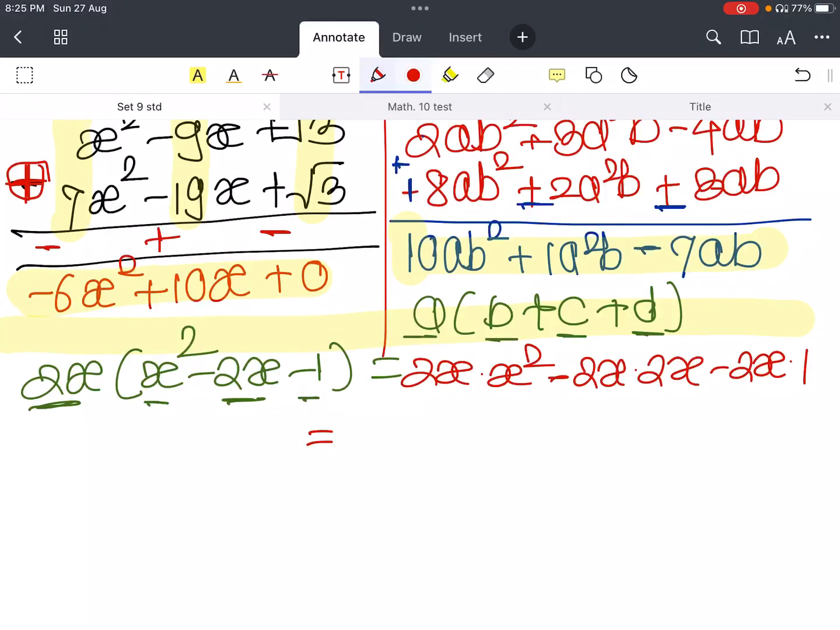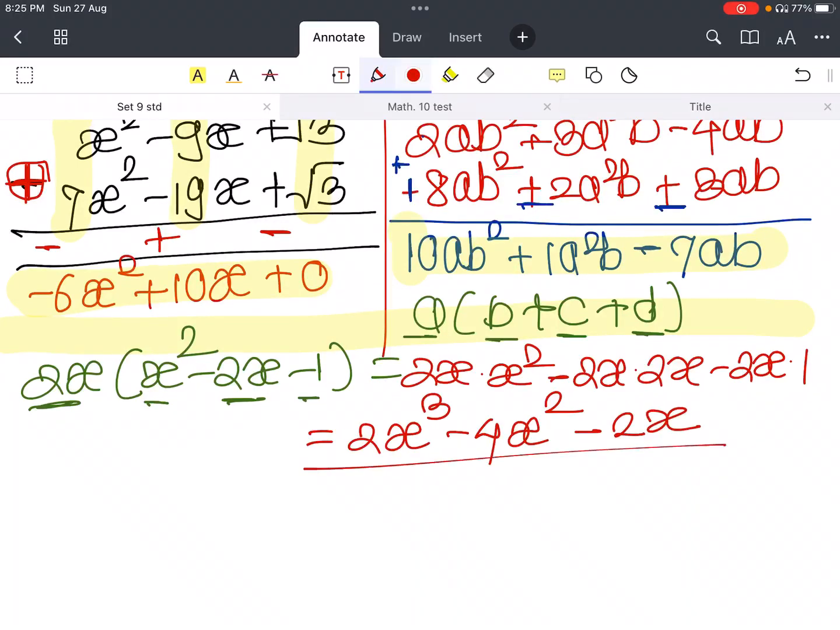Now simplify this. 2x into x square: 2 ones are 2, x square into x gives x cube. Minus 2 twos are 4, x into x square gives x square. Minus 2 ones are 2, x as it is. So this is your answer.